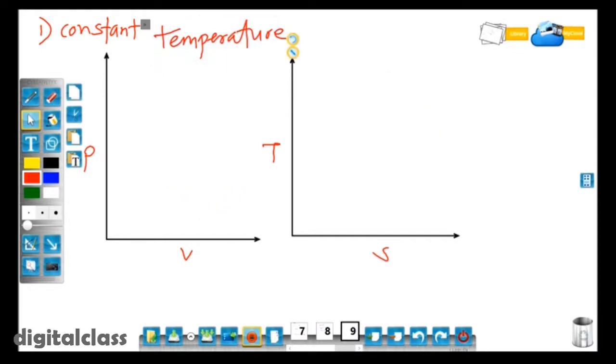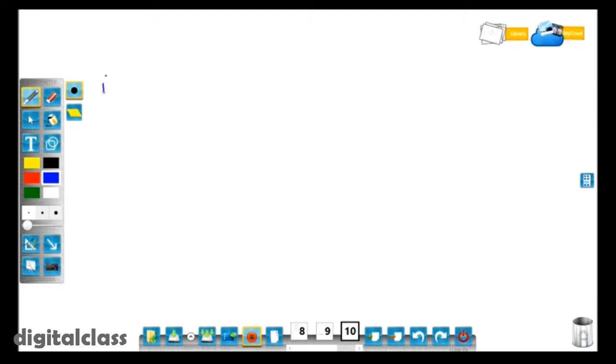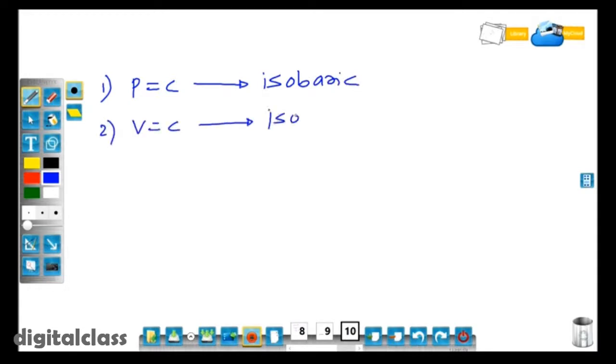Now the fourth one, that is constant entropy. Here we have seen 4 properties, so we can keep any one of the properties constant to get a process. So here entropy is constant when the system changes from 1 to 2, but there is a rise in temperature and a change in pressure and volume. So P constant means pressure constant, so this process is known as isobaric.